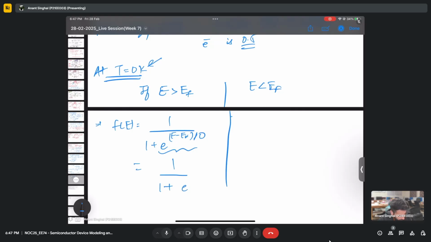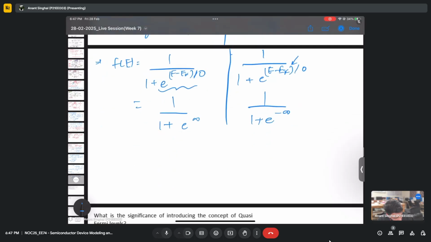In this case this will be E minus EF, and now E minus EF will be negative. So this term will again be e to the infinite, so it will be minus infinite because it is minus, minus. If you solve e raised to the power infinite, this is infinite. So 1 by infinite, so Fe will be 0. For the other case, this term will be 0 because 1 upon infinity is 0, so it will be 1.